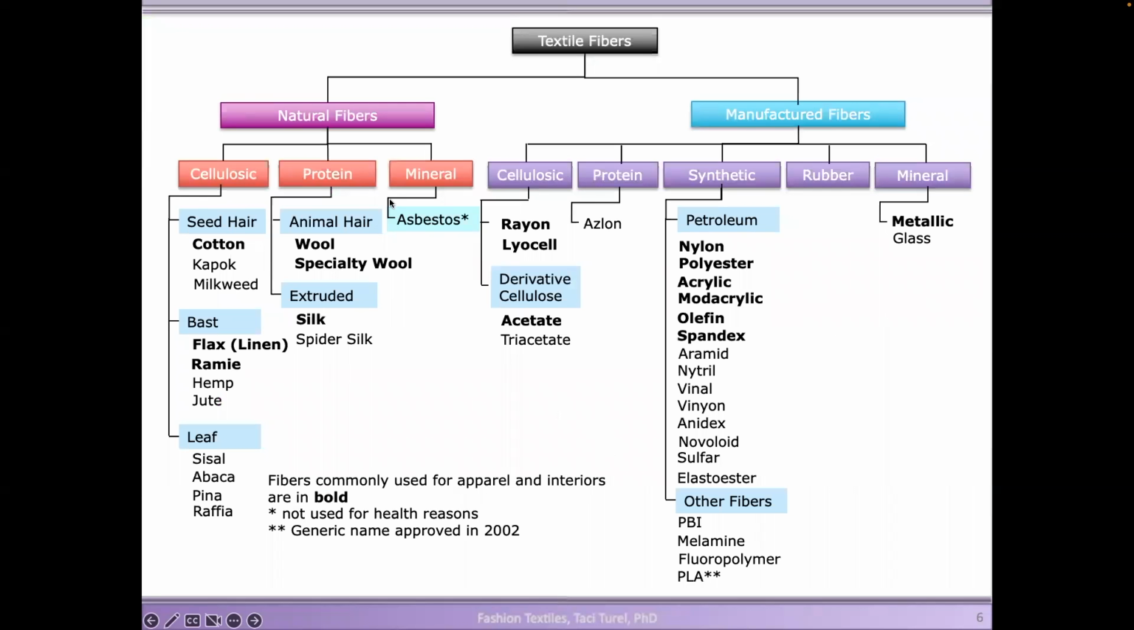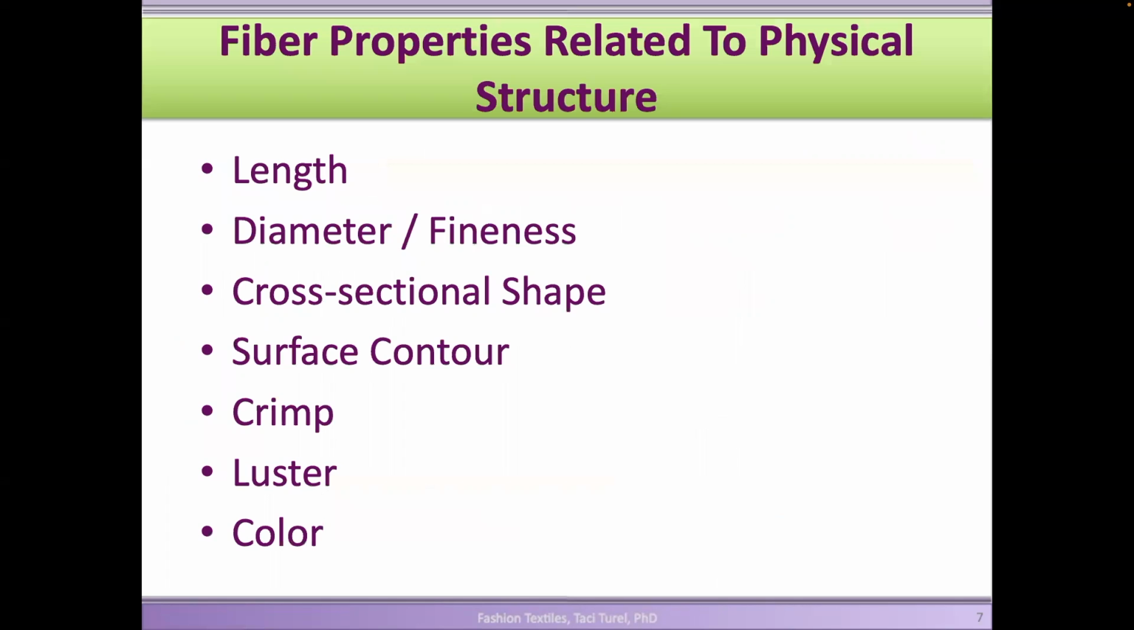Now, what we are going to do is study all the natural fibers, cellulosics, protein fibers, and others. And then we're going to go into manufactured fibers. We have cellulosic manufactured fibers, we have protein manufactured fibers, but the majority of the fibers that you know, like polyester and nylon, are in the synthetic category. To be able to understand these fibers, you need to understand the terms we use to define them, or the properties that we talk about when we talk about fibers.